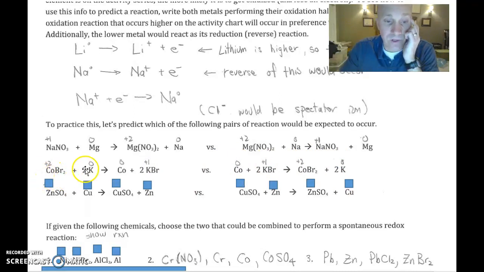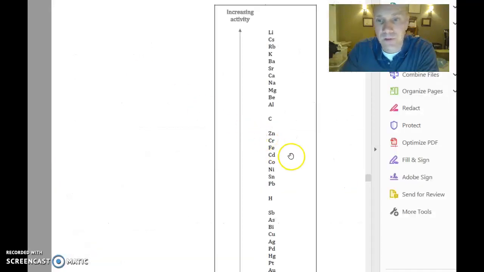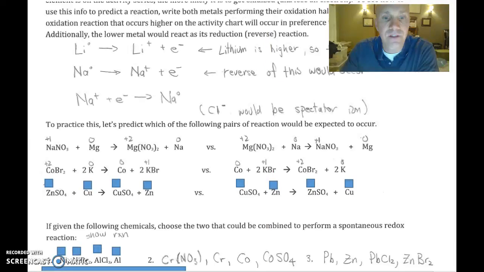All right, so we need to compare cobalt and potassium. Cobalt is right here, potassium is way up here. So we want to find the one that shows potassium being oxidized. Potassium looks like it would be right here. Potassium going from 0 to +1, and cobalt would therefore have to be being reduced. So this would be the reaction that would occur. This one right here would not occur.